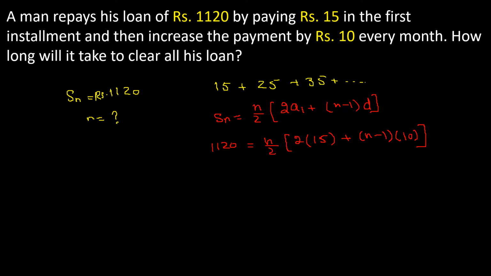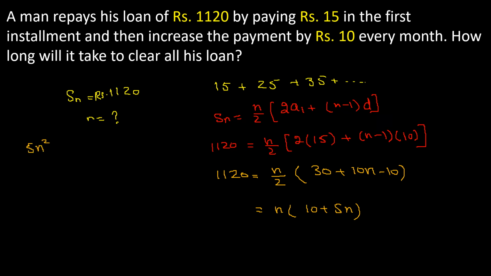So from here we get 1120 equals n by 2 into 30 plus 10n minus 10. The 2 will cancel out with these terms, so 30 minus 10, which is 20, makes n into 10 plus 5n. So from here we get 5n square plus 10n minus 1120 equals 0, and we have to solve this.